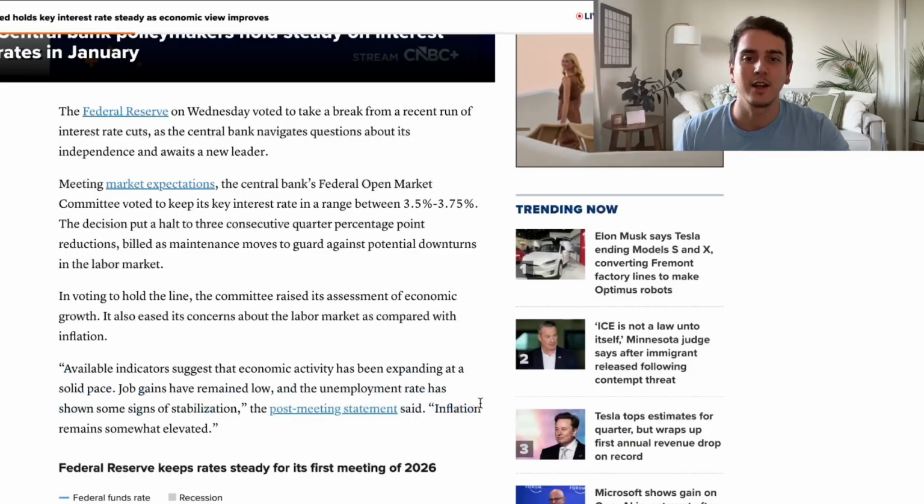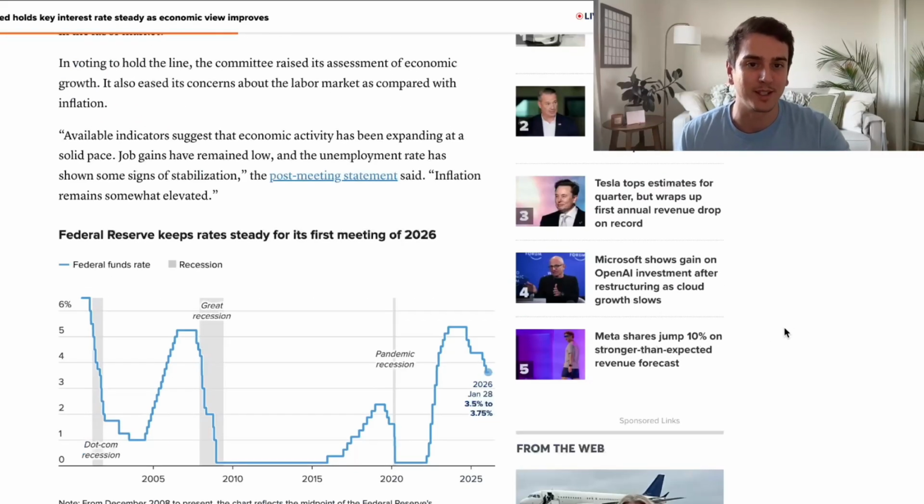So if we take a look, they also say inflation remains somewhat elevated, but remember their target inflation rate actually was raised from 2% to 2.5% in 2024. And we'll take a look at what inflation is now and what unemployment is doing as well. Here's a chart of the Fed cutting rates. You can see in September 2024 that they did a large 50 basis point cut, and then they cut rates a couple more times in the last few months of 2024.